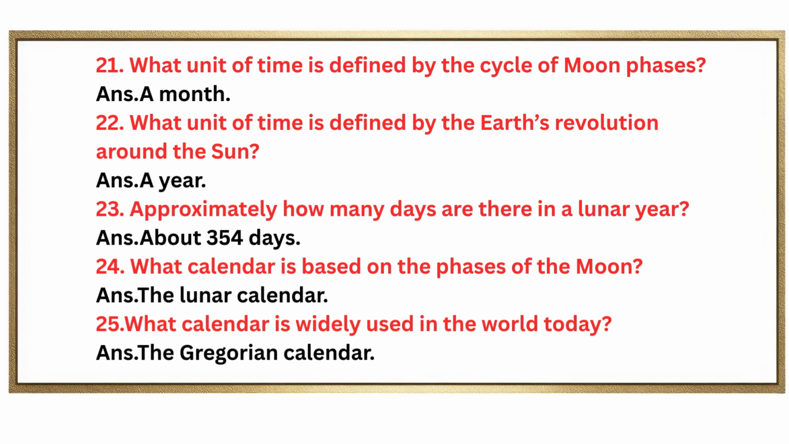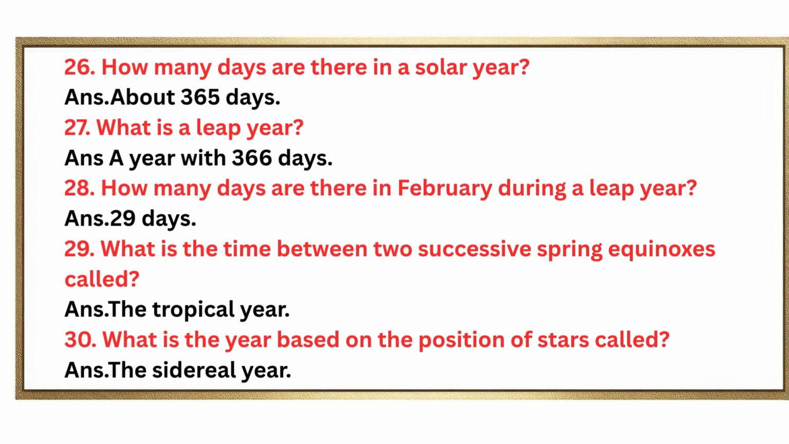Question number 24. What calendar is based on the phases of the moon? Answer. The lunar calendar. Question number 25. What calendar is widely used in the world today? Answer. The Gregorian calendar. Question number 26. How many days are there in a solar year? Answer. About 365 days. Question number 27. What is a leap year? Answer. A year with 366 days is called a leap year.